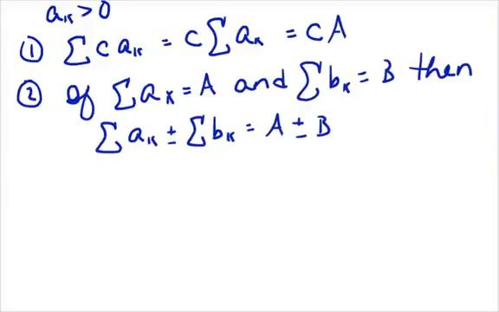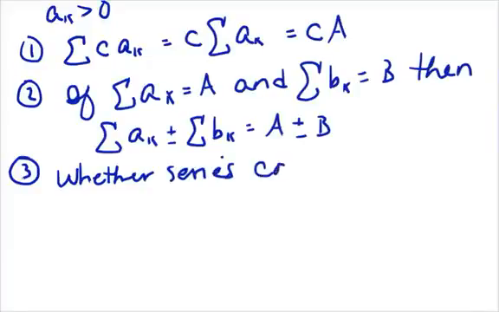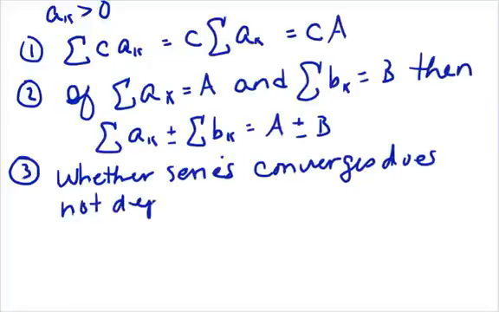And the third, which is really important, and hopefully it makes sense, is that whether a series converges does not depend on a finite number of terms added or removed. So what I'm saying is, I'll show you in a minute, but let me write it first. Whether a series converges does not depend on just a few terms. Does not depend on a finite number of terms added or removed.